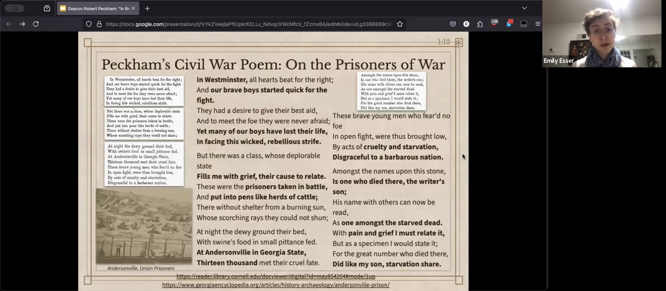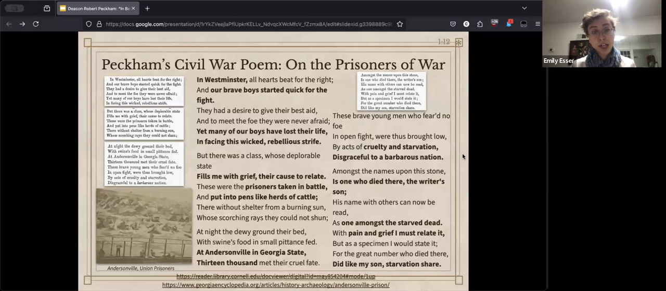The prisoners of war part is particularly devastating. In Westminster, all hearts beat for the right, and our brave boys started quick for the fight. They had a desire to give their best aid, and to meet the foe they were never afraid. Yet many of our boys have lost their life in facing this wicked, rebellious strife. But there was a class whose deplorable state fills me with grief their cause to relate.